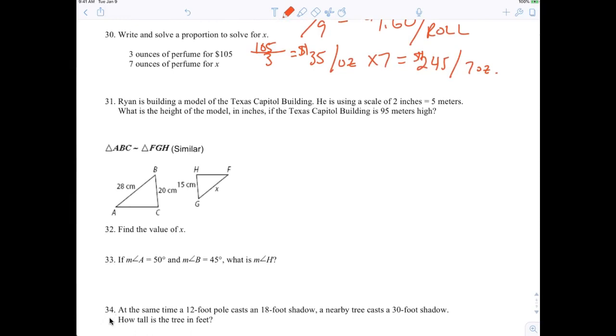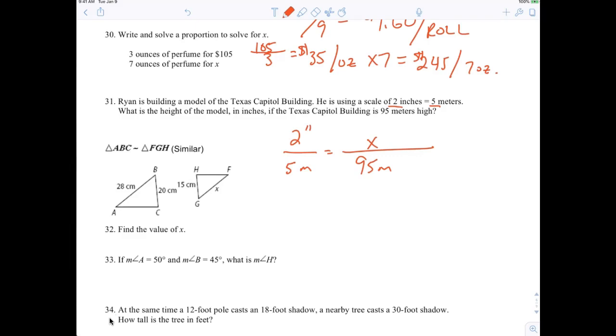It says Ryan is building a model. 2 inches is 5 meters. So let's do that. 2 inches is for 5 meters. And we have something that is what? 95 meters. So what would that represent in inches? All right, does everybody see that?